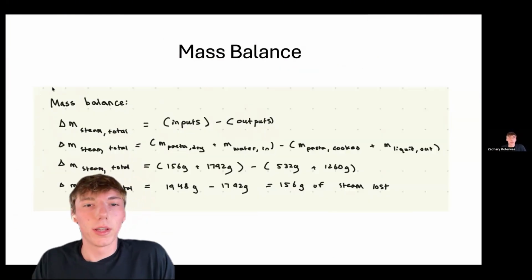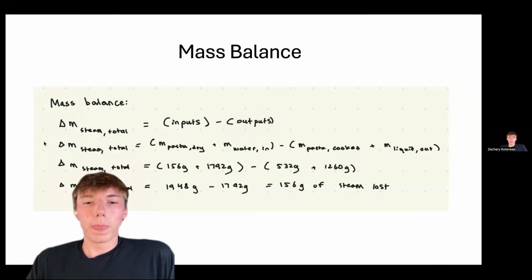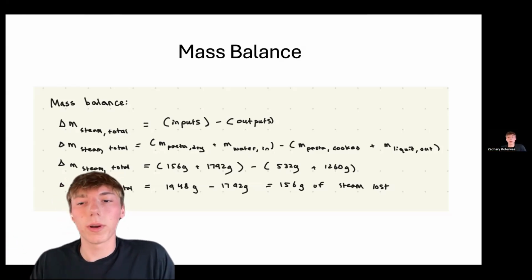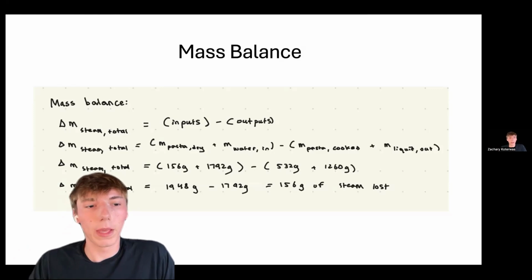This is my mass balance slide, where delta M steam total equals inputs minus outputs. And delta M steam total expanded equals the mass of the dry pasta plus the mass of the water put in initially, and you subtract from that the mass of the cooked pasta plus the mass of the liquid, or the water, after the 8-minute period of cooking. And then this is the numbers plugged in. So this is the mass of the dry pasta, mass of water put in, and then subtracting the mass of the cooked pasta and the mass of the cooked water.